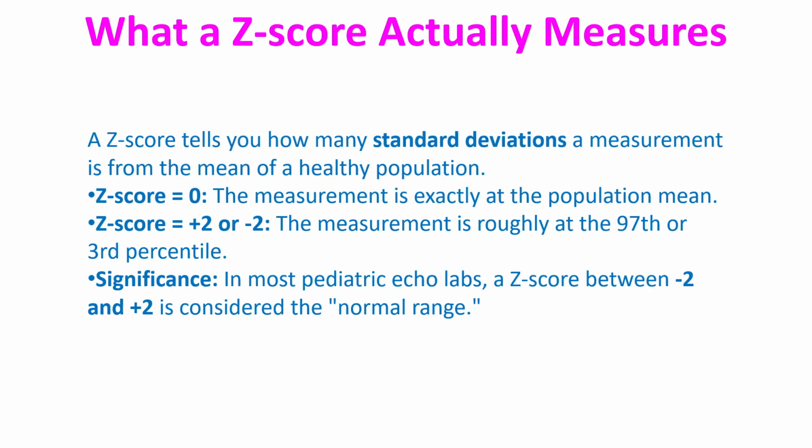A Z-score tells you how many standard deviations a measurement is from the mean of a healthy population. Z-score equal to 0: the measurement is exactly at the population mean. Z-score +2 or -2: the measurement is roughly at the 97th or 3rd percentile. In most pediatric echo labs, a Z-score between -2 and +2 is considered the normal range.